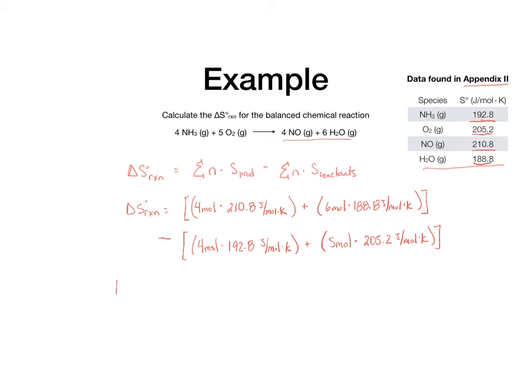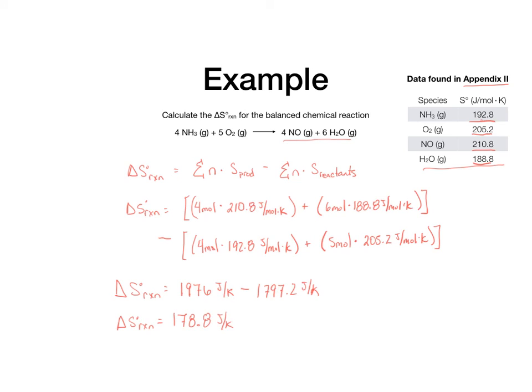And so if I do this math, I get that delta S of the reaction is 1976 joules per Kelvin minus 1797.2 joules per Kelvin, which gives me that delta S of the reaction is equal to 178.8 joules per Kelvin.